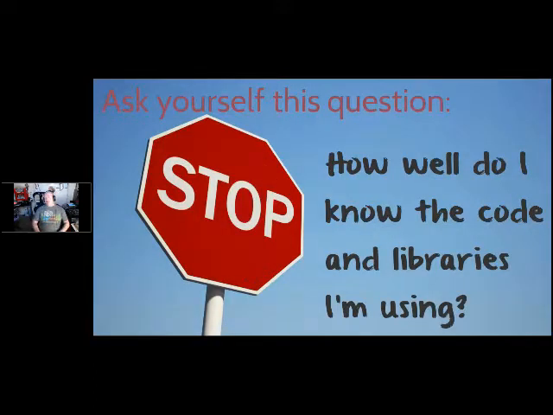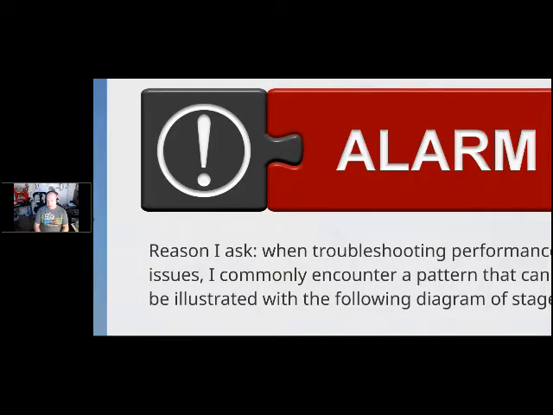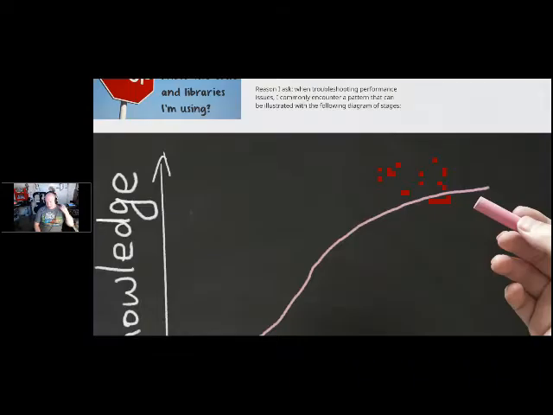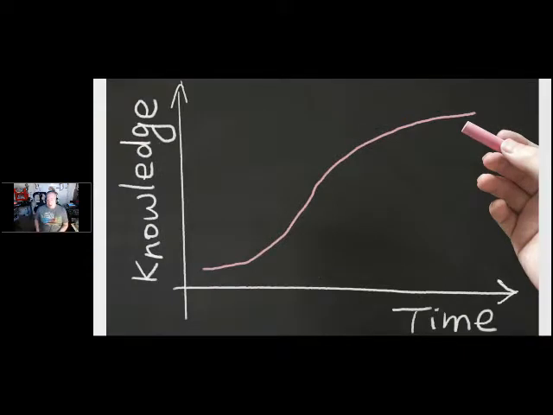Ask yourself this question, for all you developers out there: how well do you know the code and libraries you're using? There's a very specific direction I'm going with this, because when I'm troubleshooting performance issues, I commonly encounter a pattern that can be illustrated with the following diagram of stages. Now, as we're learning new domains, this is typically at a macro scale what's happening.